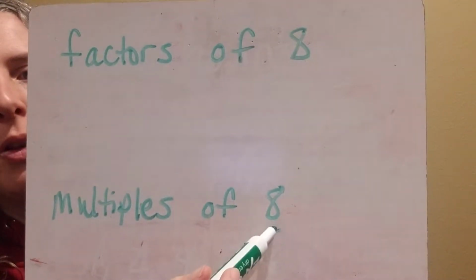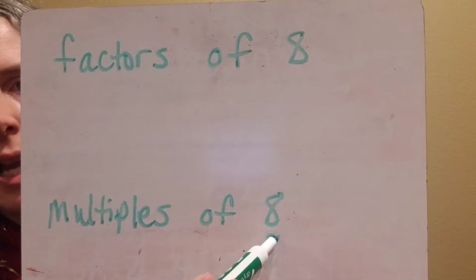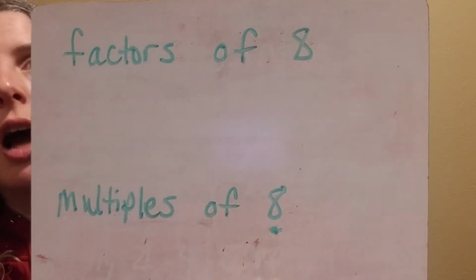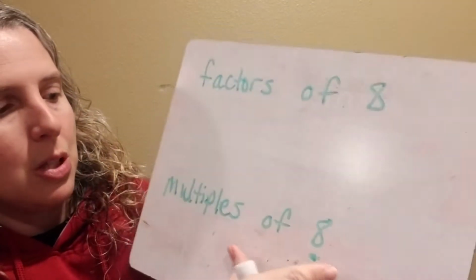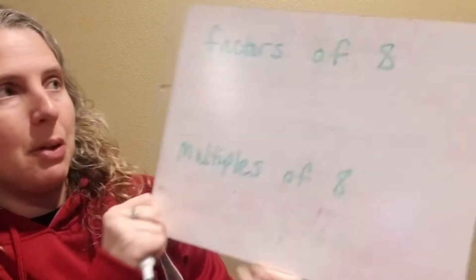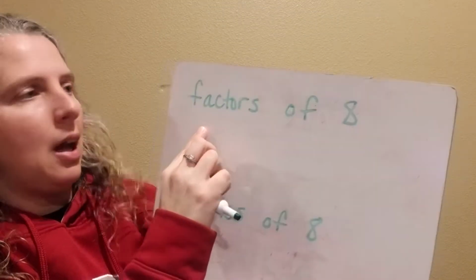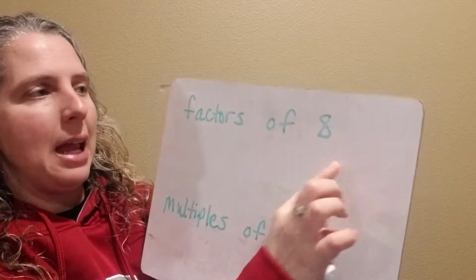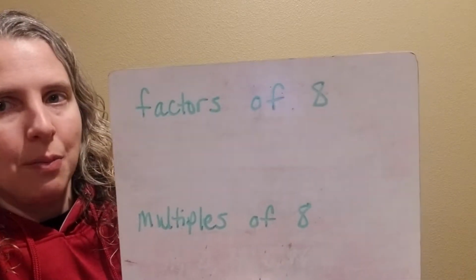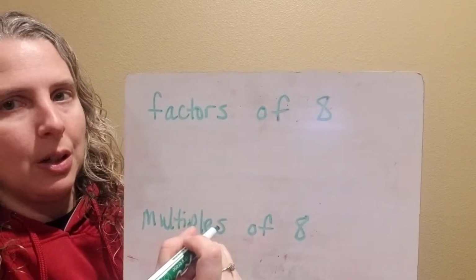So the number that you're looking at, like in this case it's 8, is a factor of whatever numbers that we use, that we write down as multiples. Okay, so think of what factors are of 8. What are the factors of 8? We always start with which number?